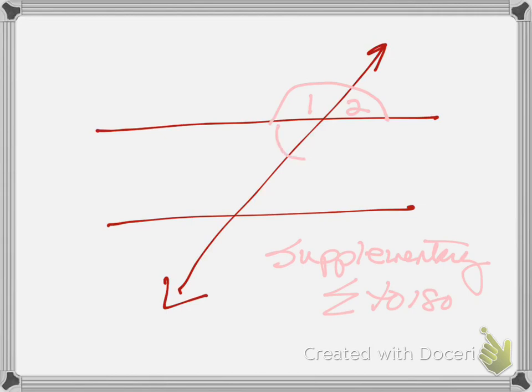How about 3 and 4? They'll sum to 180. How about 5 and 6? How about 7 and 8? Okay, they were all supplementary. So you can establish all kinds of relationships with the angles of parallel lines cut by a transversal.